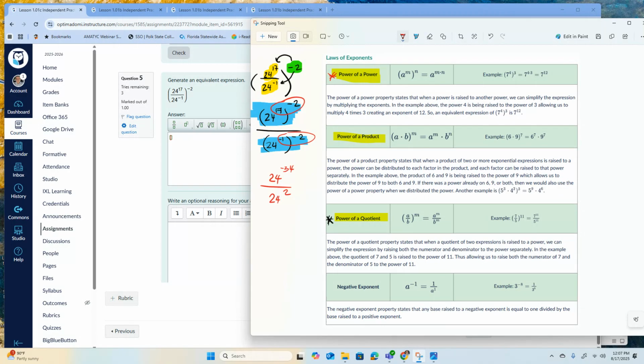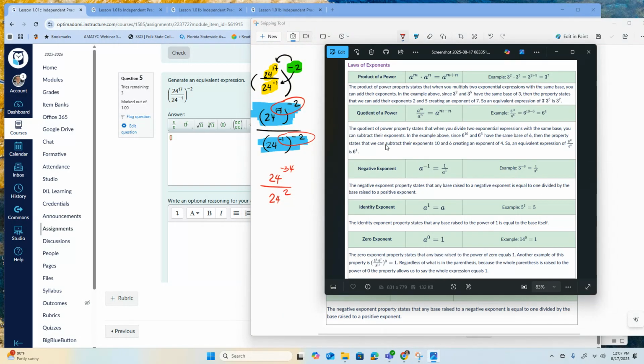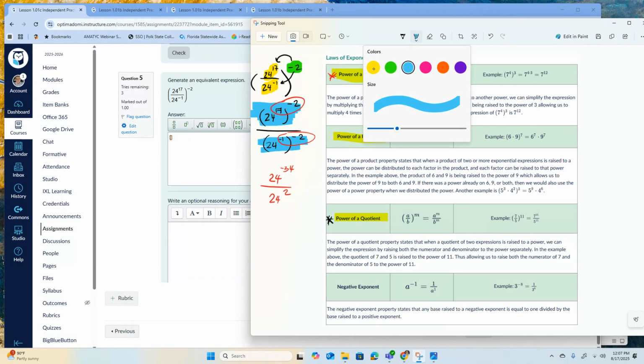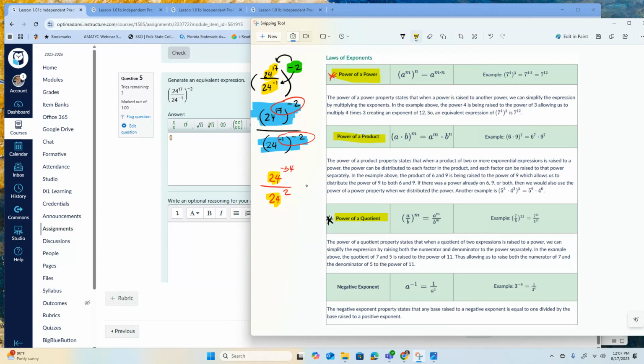What I wrote in red, I can simplify more. I can apply another rule that we learned, called the quotient rule. Every time you see a problem that looks like a fraction containing exponents, you're going to apply this rule, the quotient of a power, which says that every time you're dividing powers with the same base, and I hope you notice we're dividing 24s, those are my bases, we're going to keep the base. I'm going to keep the 24, and we're going to subtract the exponents.